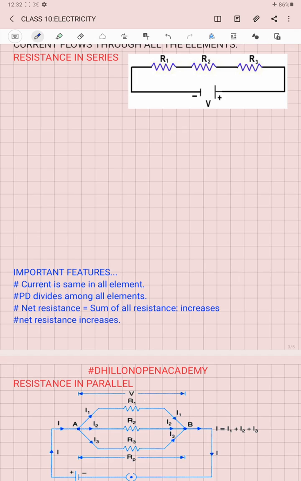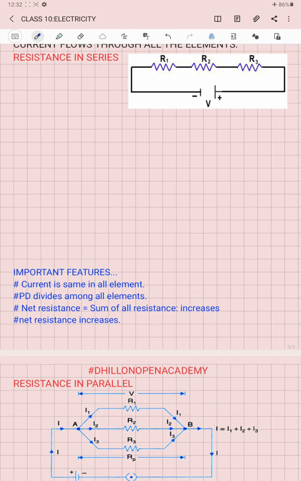So we are to find a mathematical expression with the help of which, if we are combining a few resistances in either series or parallel, the net resistance or the total resistance can be obtained from the given combination that we want to determine.